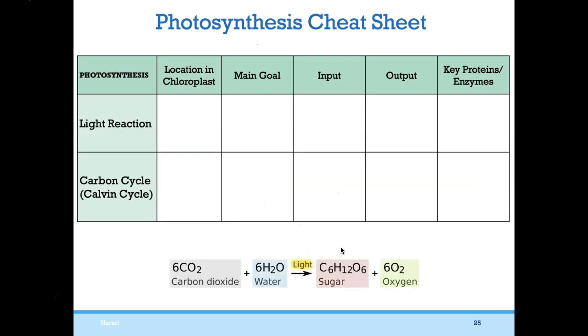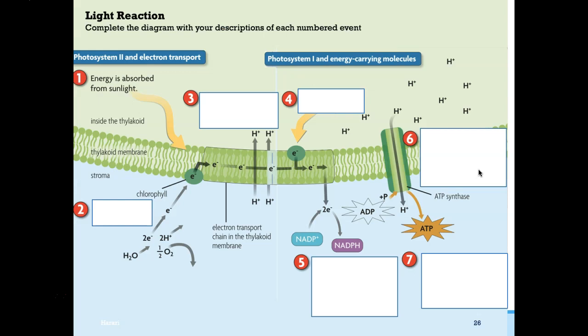A good way to keep track of this is a cheat sheet. You have the two steps of photosynthesis. Where in the chloroplast does it happen? What's the main goal? What goes in? What goes out? And what are the main enzymes involved? You should keep track using a table like this.